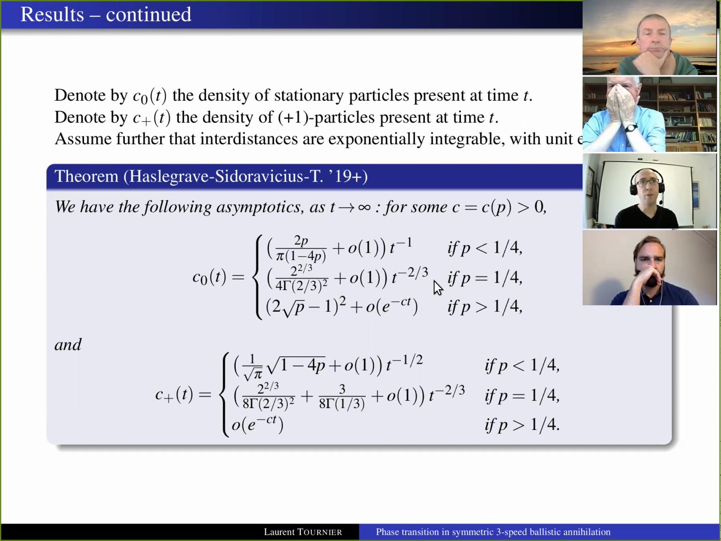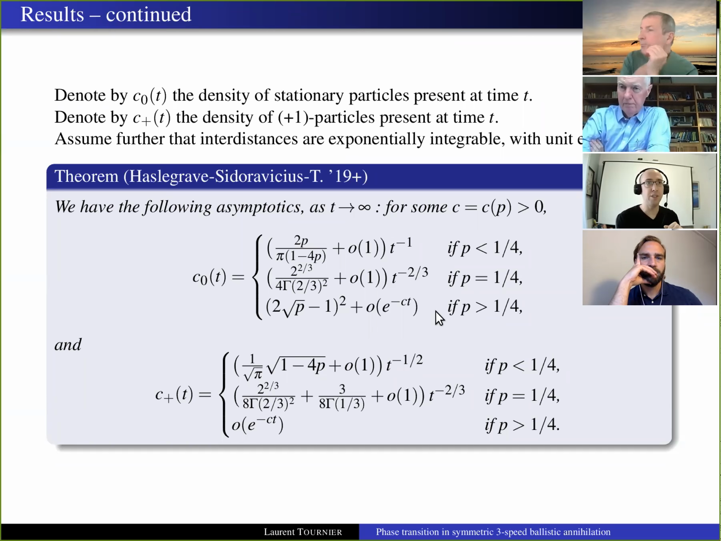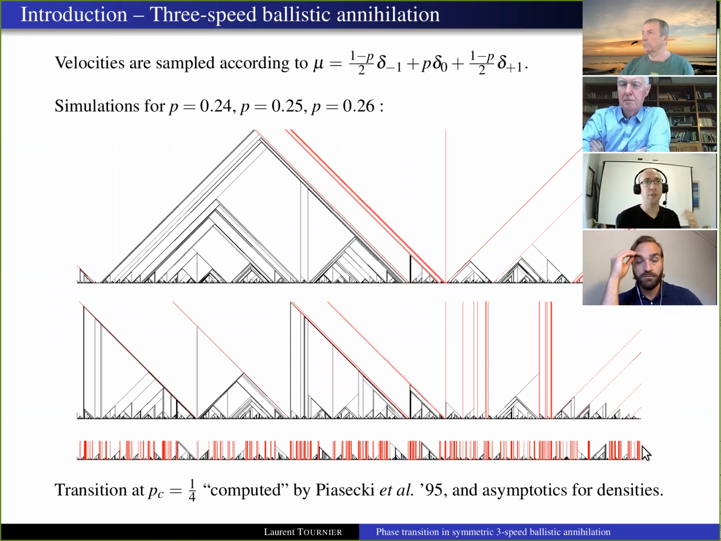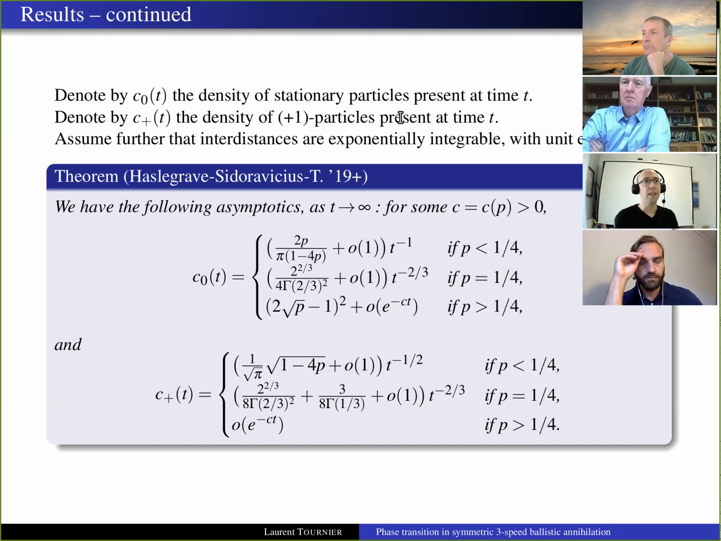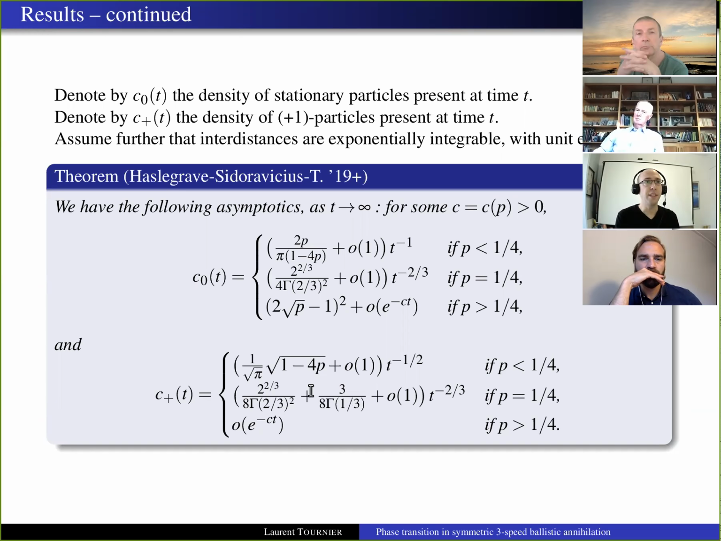At 1/4, both decay like t to the -2/3. And after 1/4, you get a limiting density of static particles. The convergence here is exponentially fast in time, which is rather in accordance with the simulations, where we had a very short time before we reached the final configuration. And similarly, of course, the moving particles have an exponentially decaying density as well. In this result, I'm also giving the constants in the asymptotics, except for the first order in the exponential decay. The reason is that the constants here are universal in the choice of the distribution of interdistances. However, the exponential order would depend on the distribution.